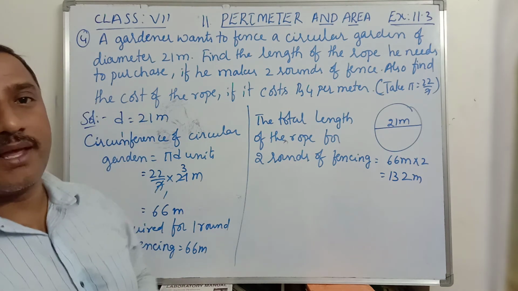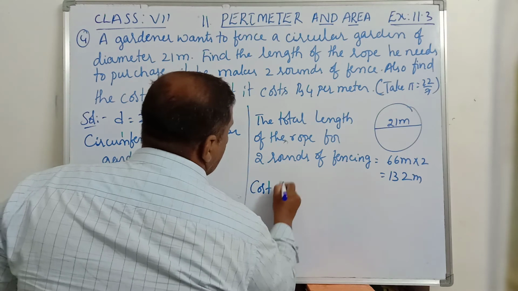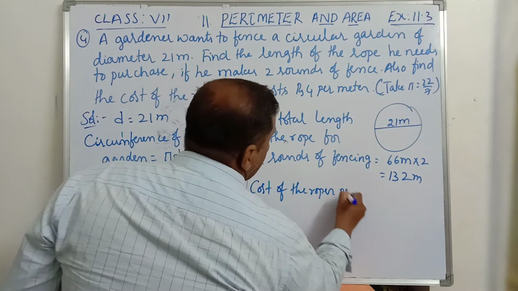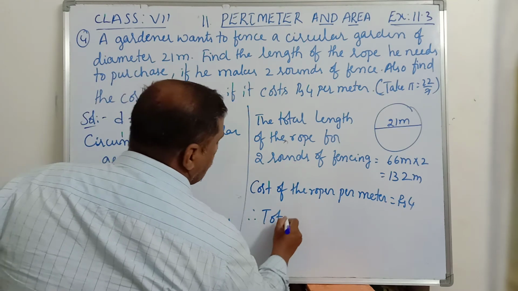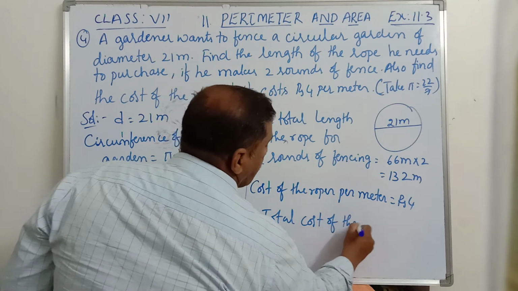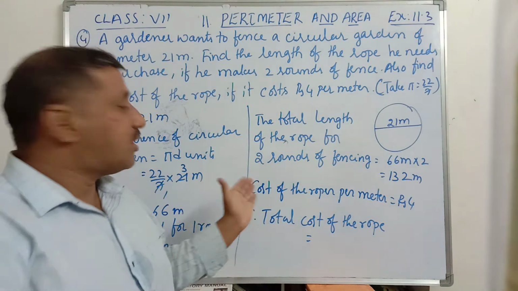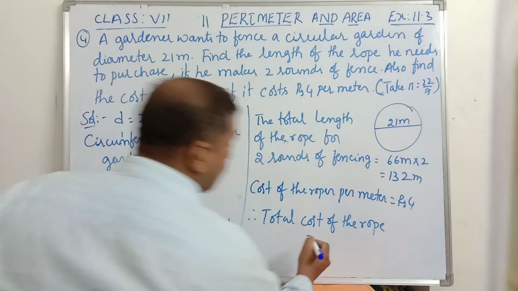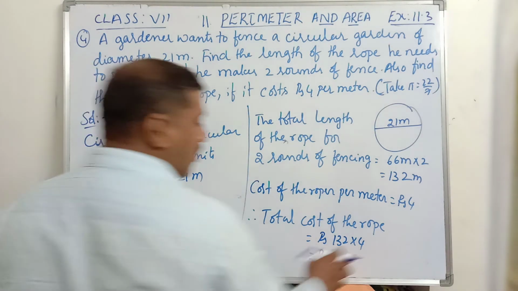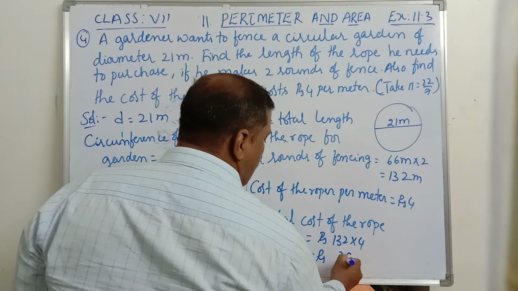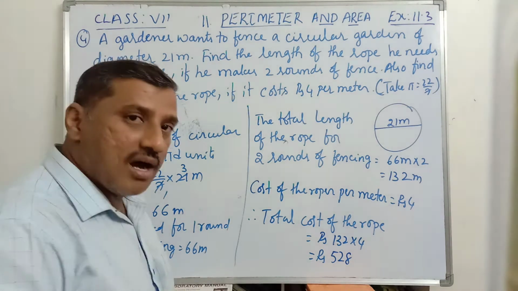Now what is the cost of the rope? What is the cost per meter? It is 4 rupees. So the cost of the rope per meter is rupees 4. Therefore the total cost of the rope is the total length of the rope, 132 meters, into the cost per meter, 4. Therefore rupees 132 into 4, multiply with 4. 4 twos are 8, 4 threes are 12, 1 is there, 4 ones are 4 plus 1, it is 5. So 528 rupees is the total cost of the rope.